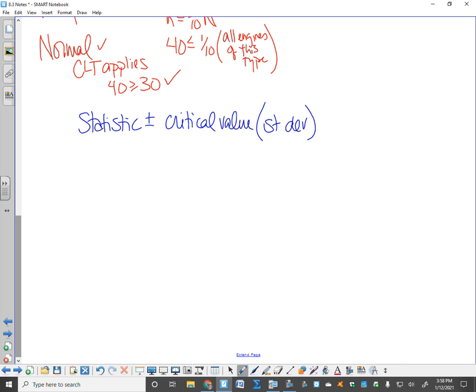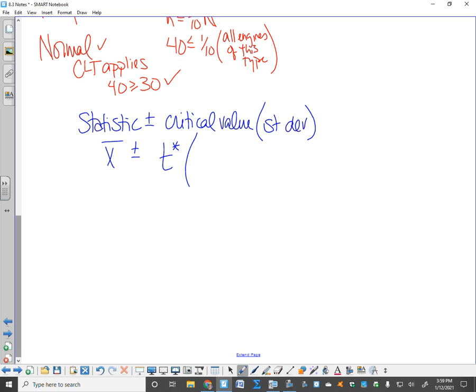So there's words. Now I'm going to put symbols in here that are relevant to this problem. So statistic could be p hat or x bar. Well, this is means, so it's going to be x bar. Critical value could be z star or could be t star, but since these are means, this is t star.